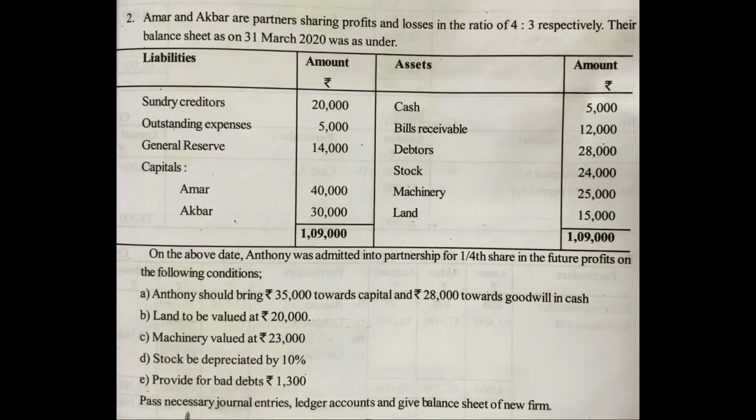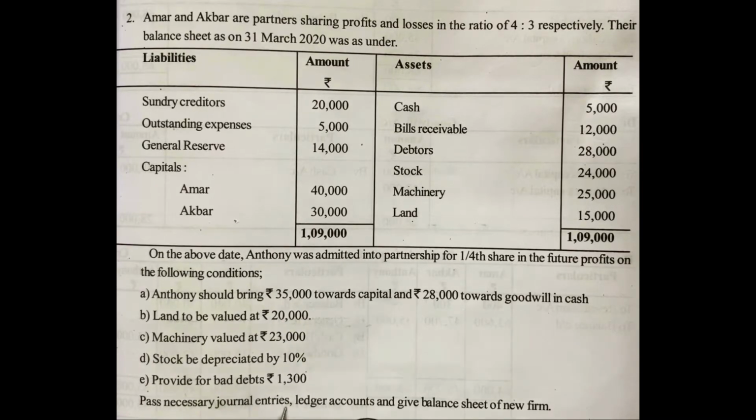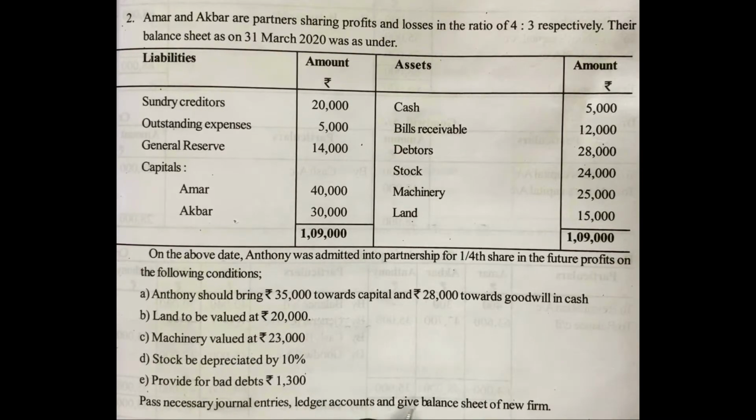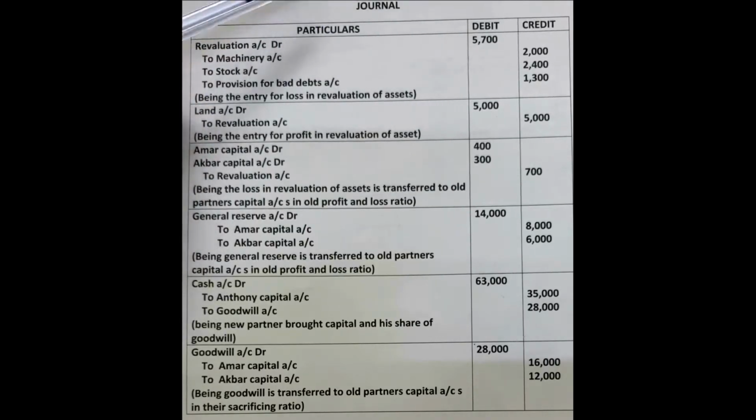He is asking us to prepare necessary journal entries, ledger accounts and the balance sheet of the new firm. This is the journal for the second problem. In total, 6 entries we have to write in this problem.